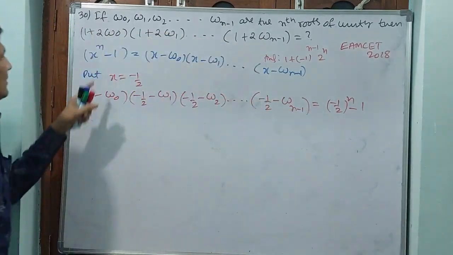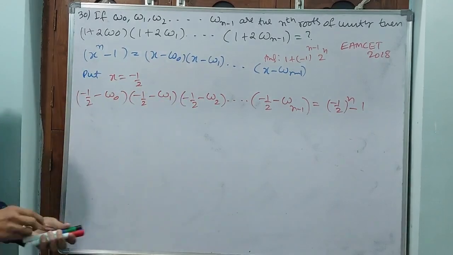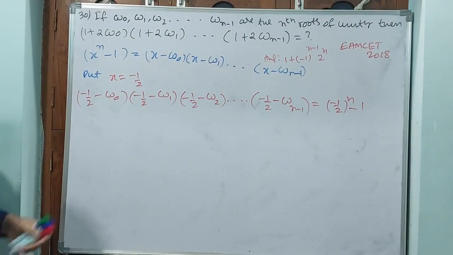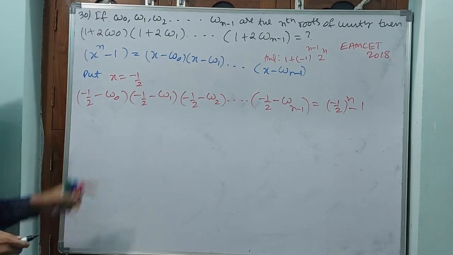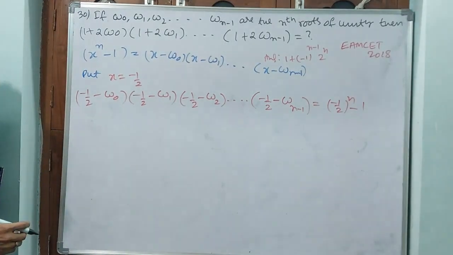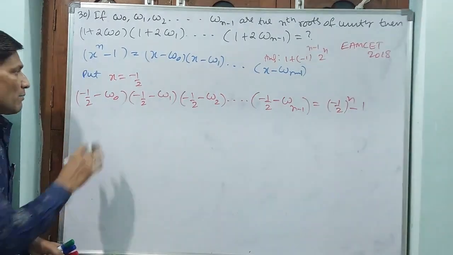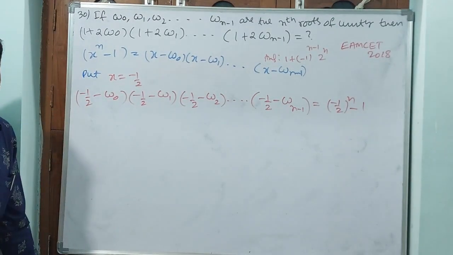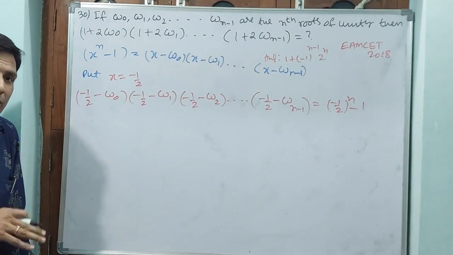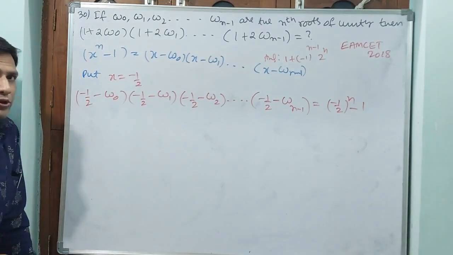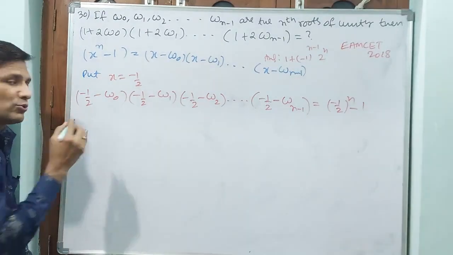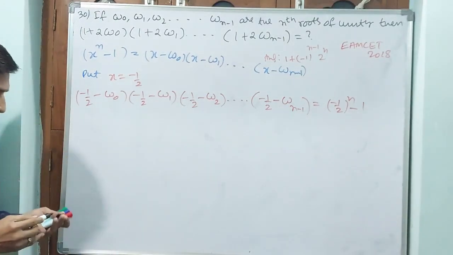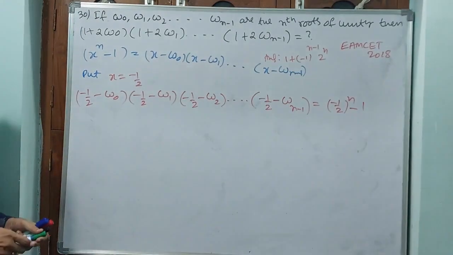You understand this? In x place I have put minus 1 by 2, that's all. Okay, now you see, minus 1 by 2, if I take common, minus I am taking common. But n we don't know. n may be even or odd. Even means plus is going to come. Odd means negative is going to come. That is what I want to do. Logically I want to write like this, you see.